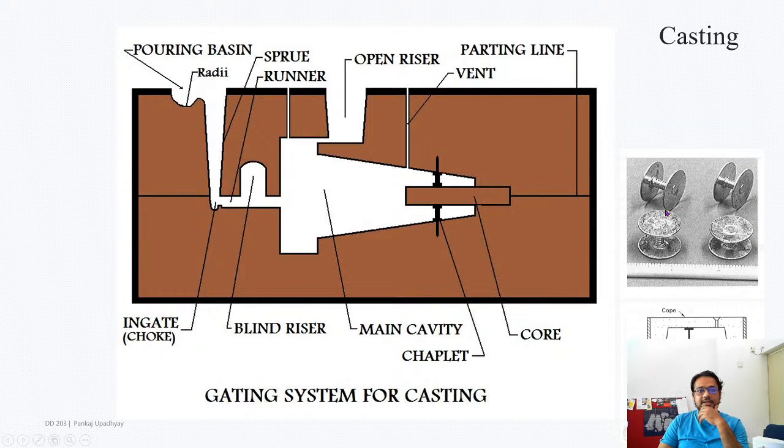Okay, so these are the chaplets which I was talking to you about. These are typically made with the same kind of materials with which you are going to cast. Okay, how is the blind riser made? When you are trying to make the cope, it's inverted, so it's very easy to make that kind of a shape. When it is inverted, you just place something over there with the pattern and remove it, right? So it's okay, yeah.